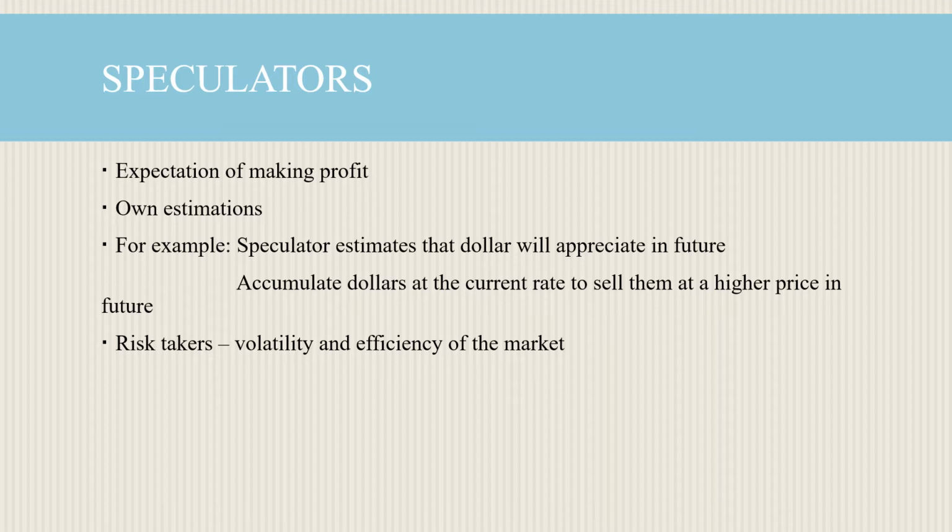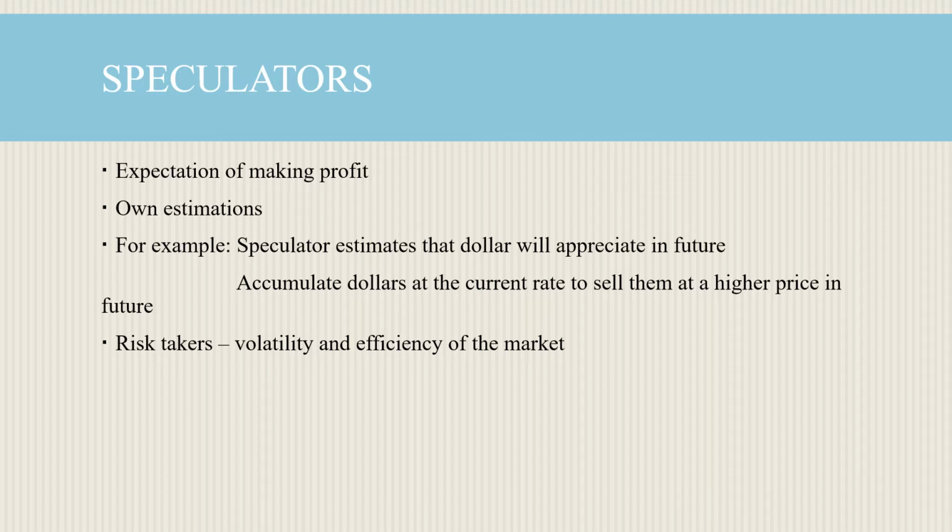In case of speculators, these people expect to make profit, they make their own estimations of how it works. So they estimate the dollar price will increase in the future, and at present they purchase dollars. As all the speculators together start purchasing in the market, what happens? The demand for the dollar increases, thereby increasing the value of the dollar. So when the dollar value increases, these people immediately sell them at a higher price. That is how these people gain profit.